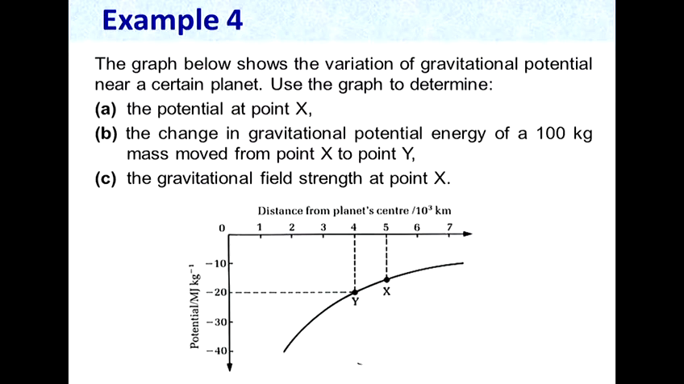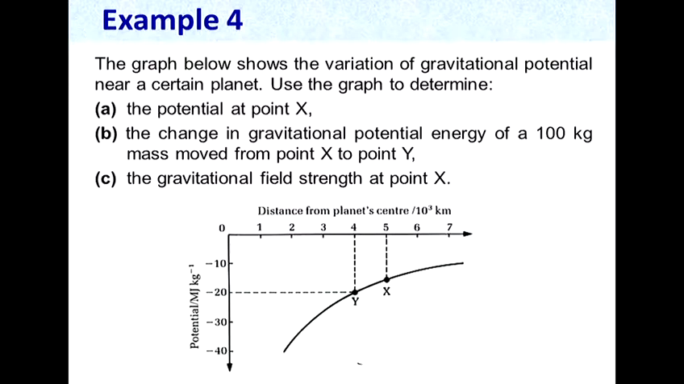Okay, how do you find potential at x? In this case, we've got to assume that the planet is spherical in nature, so that its gravitational field is radial. Then we can use the formula, potential equals minus GM over r. That's our assumption, that the planet is spherical. So the potential at point x will be minus GM over Rx, the distance of point x from the center of the planet, which is 5 times 10 to the power of 3 kilometers.